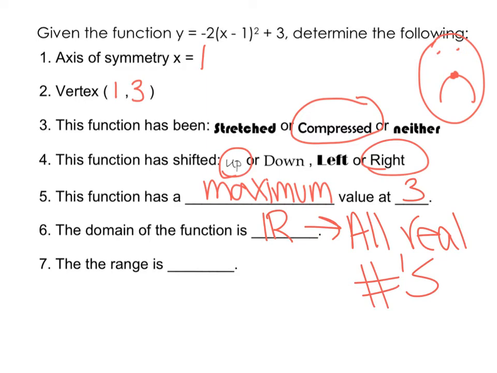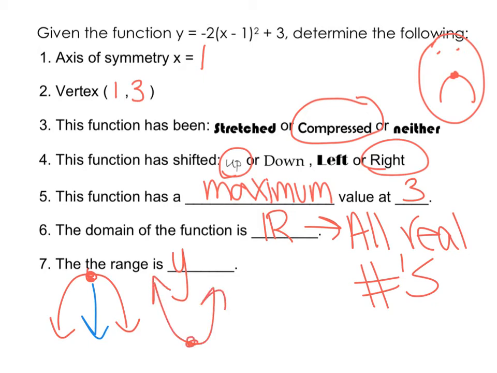The range, this is where our y values are. If we have a maximum, that means all the y values are going to be below a certain point. So if I have a maximum, all my y values are below that maximum. So they're all less than or equal to that number. When I have a minimum, that's when it looks like a happy face. All my y values are above that point. So for this one, it is a maximum, so it's going to be less than or equal to, and then again, just using the y-coordinate. It's less than or equal to 3.